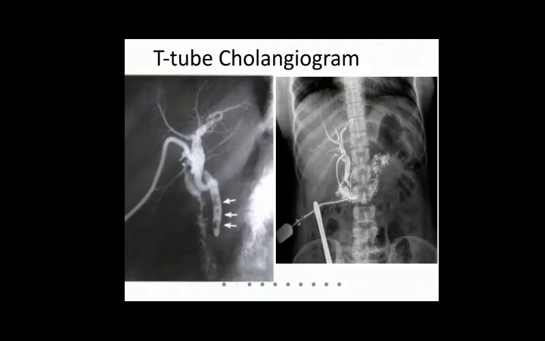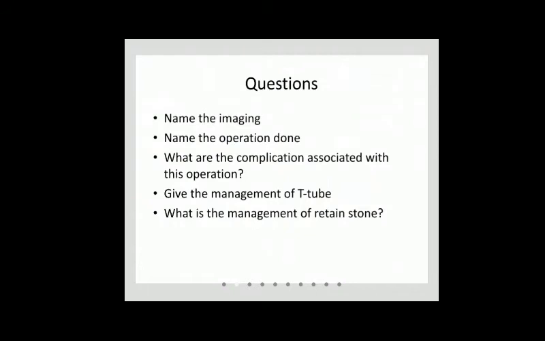So our question is, name the imaging. So what is the imaging? It is a post-operative T-tube cholangiogram. So what operation was done? What operation was done?